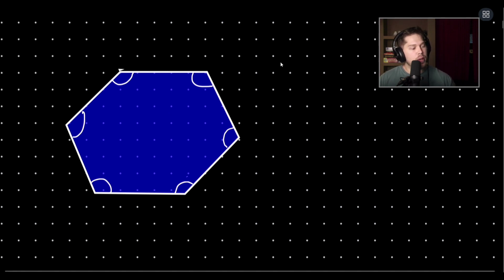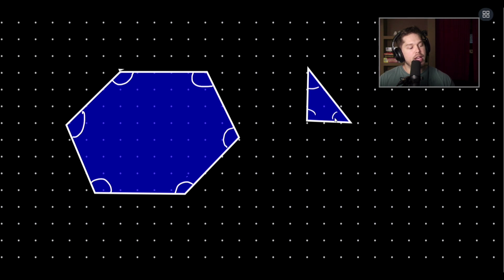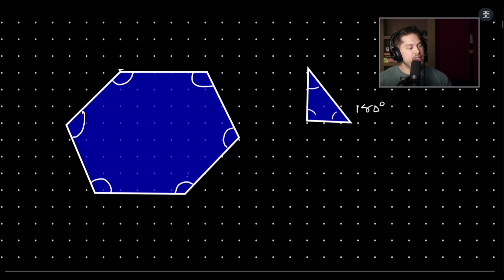Well, let's go back to what we know. And something we know is that for a triangle, we know that the sum of its interior angle measures is 180 degrees. So my game plan for figuring out the total interior angle measurement for this hexagon is to split it into triangles and then sum those triangles. So let's do that.